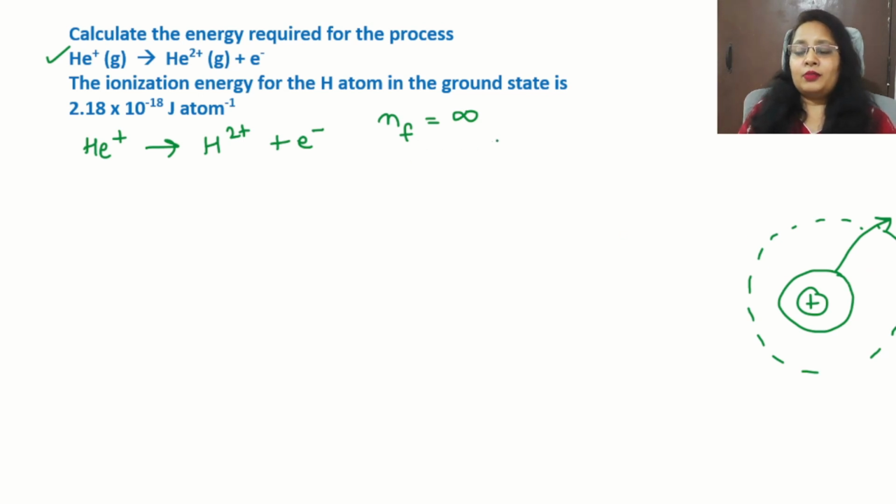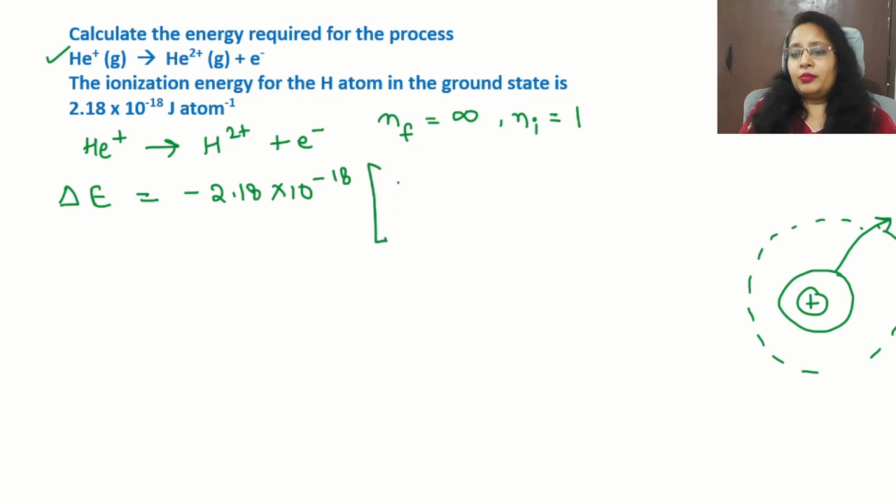So n final will be infinity and n initial, meaning the starting state of the electron, will be 1. Now for removing the electron, the energy difference we need to calculate. The formula is ΔE = -2.18 × 10^-18 (1/n_final² - 1/n_initial²) Z² joule.